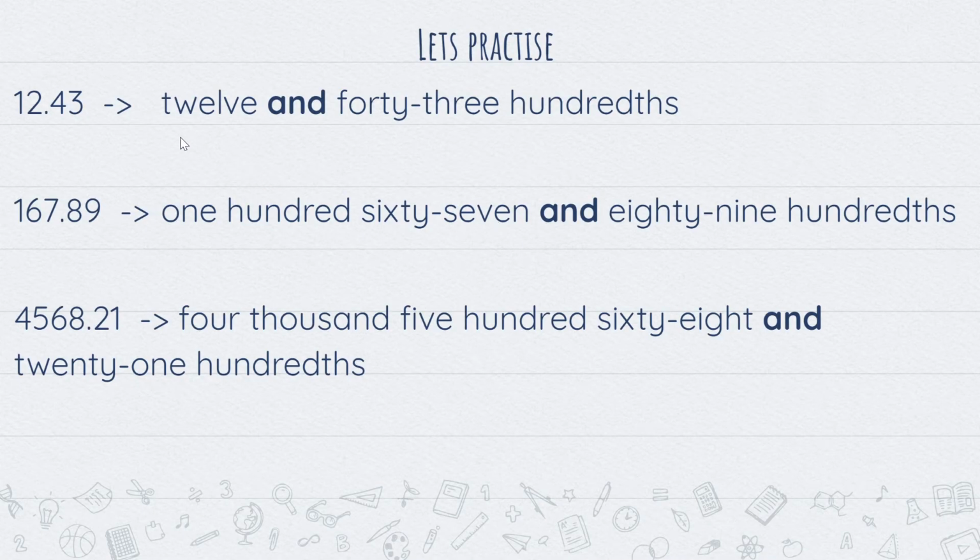So let's practice a bit. In this situation, we have 12 and 43 hundredths. Here we have 167 and 89 hundredths. Here we have 4,568 and 21 hundredths. Now, if you're like me, you want to say, if we look at this question here, 167, but that's not correct. The "and" should only come in when you're replacing the decimal or describing where the decimal is.